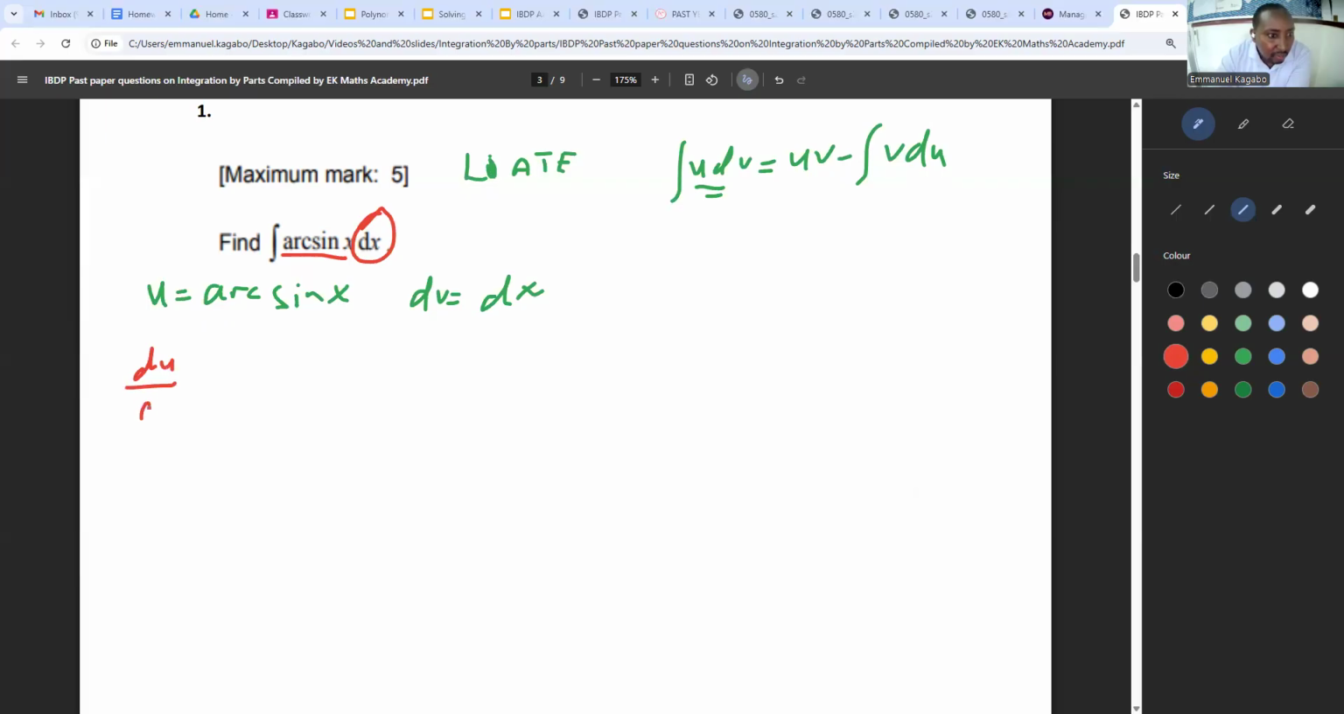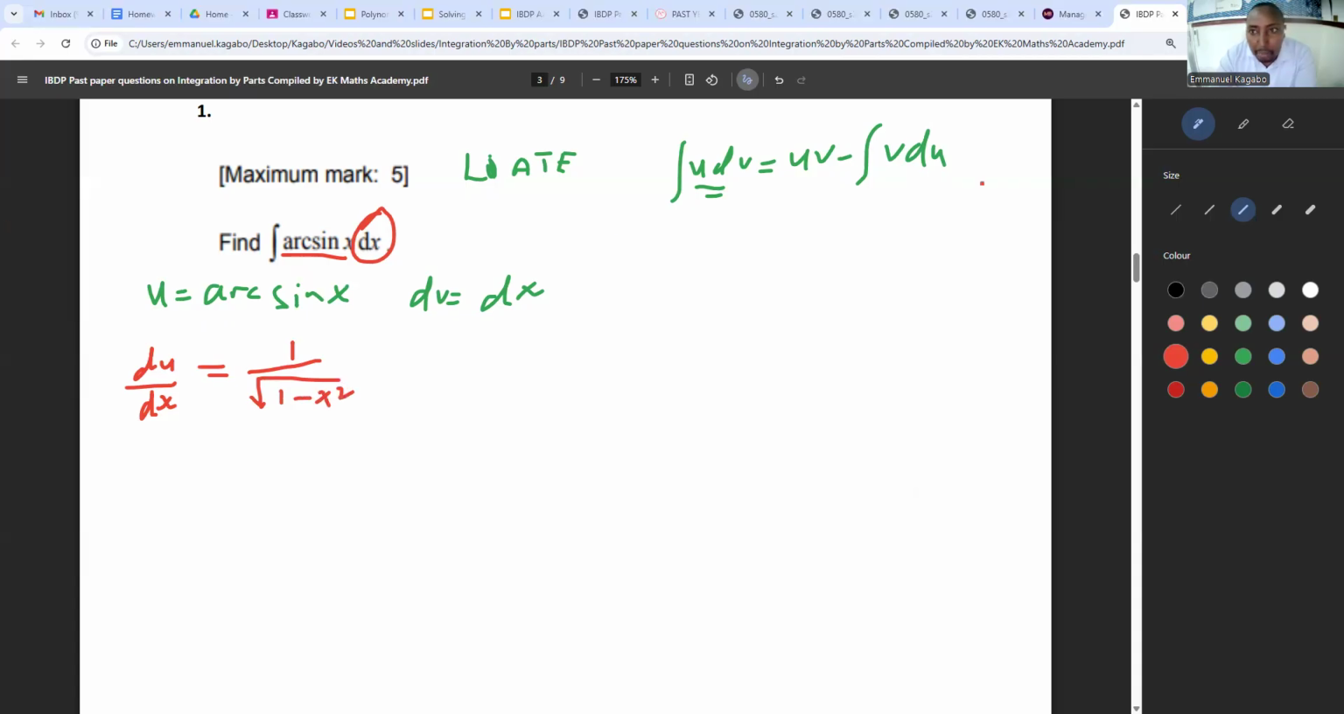du over dx. Guys, what is the derivative of arc sin x going to be? 1. Check your formula booklet, guys. Okay? Or if you want to know where it comes from, you can write it in the comments. I can do it and share the details with you. So it's going to be square root of 1 minus x squared.